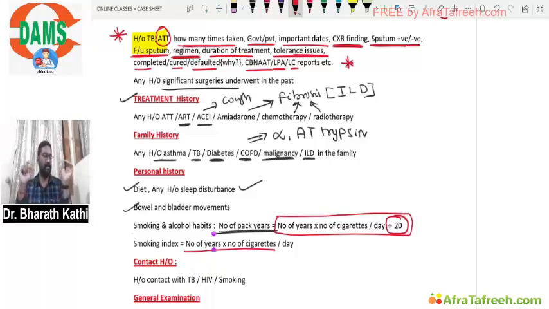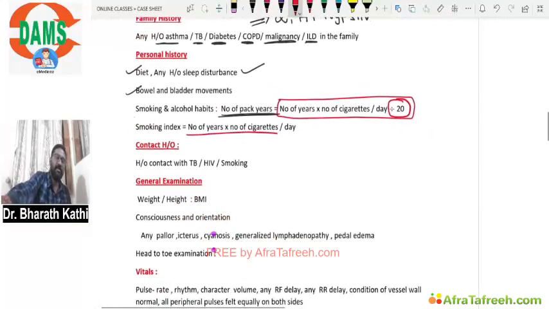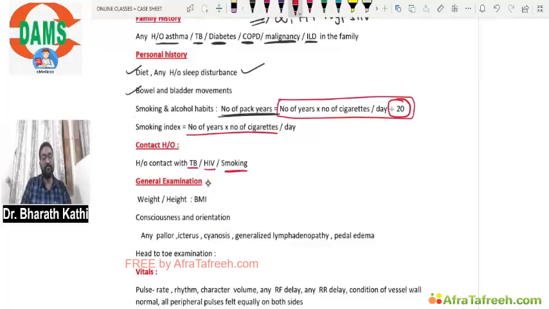Smoking index is just number of years into number of cigarettes per day, whereas pack years is number of years into number of cigarettes per day divided by 20. In simple words, pack years is nothing but smoking index divided by 20. After that, any contact history: any contact with tuberculosis, HIV or smoking. Passive smoking can also result in many diseases.